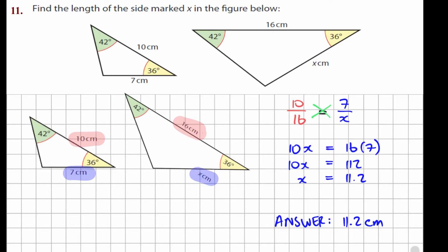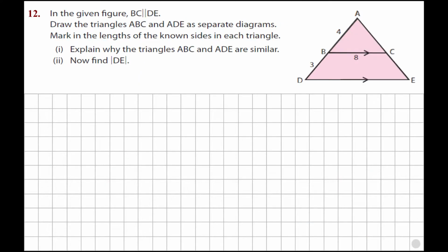So we'll go on there and we'll try the next one, which is question 12. In the given figure, BC is parallel to DE. This symbol here, when we've got two lines side by side, just means parallel. Draw the triangles ABC and ADE as separate diagrams. Mark the length of the known sides in each triangle. Explain whether triangles ABC and ADE are similar. Now find the length of DE. So we'll do it bit by bit.